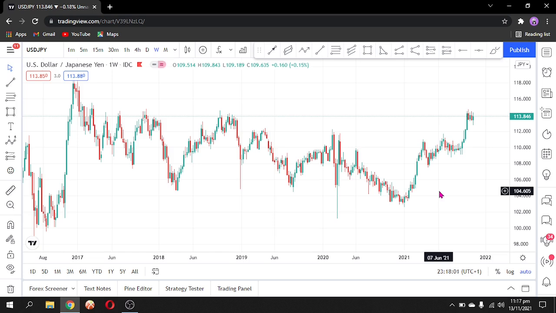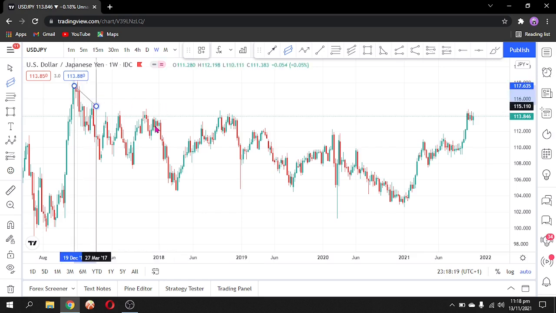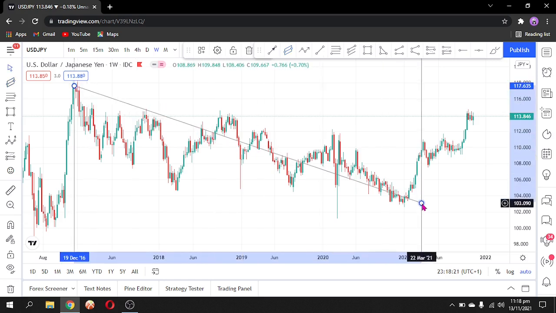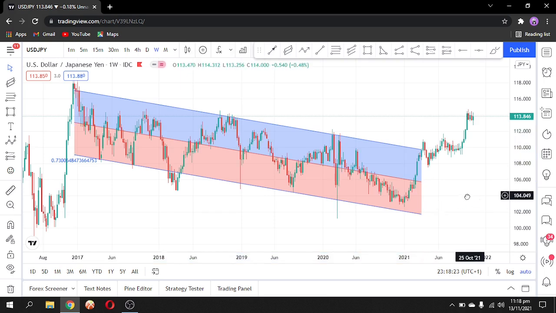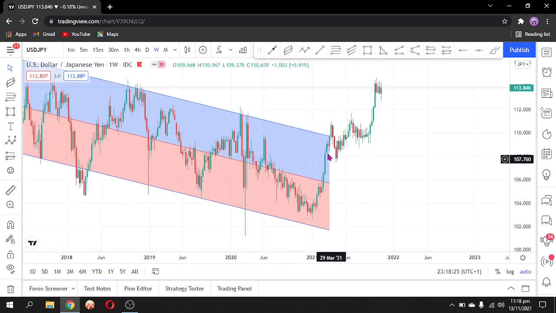Quickly I will analyze some currency pairs and we will begin with USD JPY on the weekly time frame. We have a regression trend here. Good. We have this bearish channel and this channel has been broken.